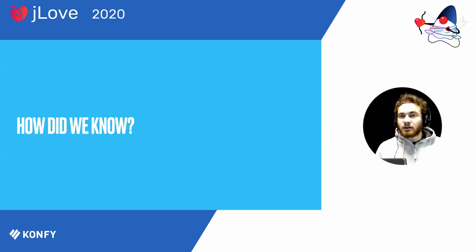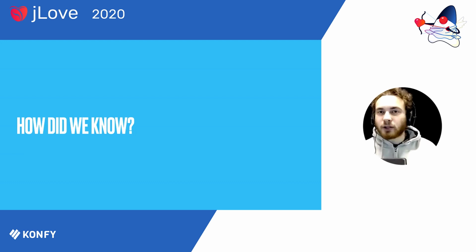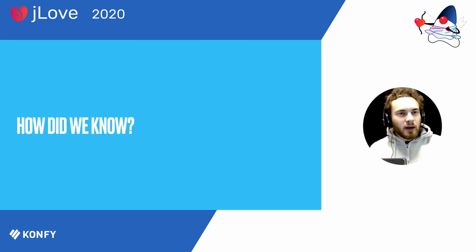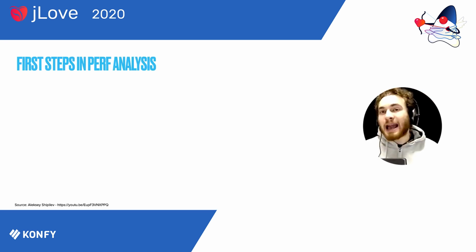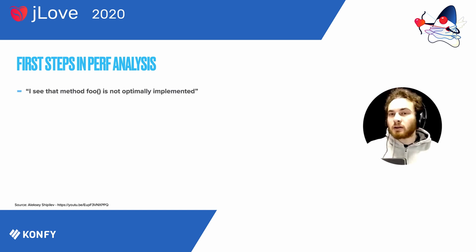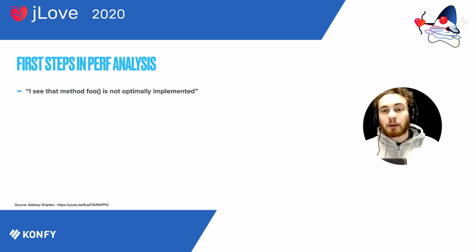So in order to find the bottlenecks in your application, in order to find where you can improve your app, you have to look at some characteristics, and of course, you have to measure. So the first step is that you have to analyze your performance, that's clear. And looking at what we've done, you may think our first steps in performance analysis might look like this: we've seen the method foo, or we've seen the method RSocket requestResponse in our library, and we decided that this method is not implemented optimally.